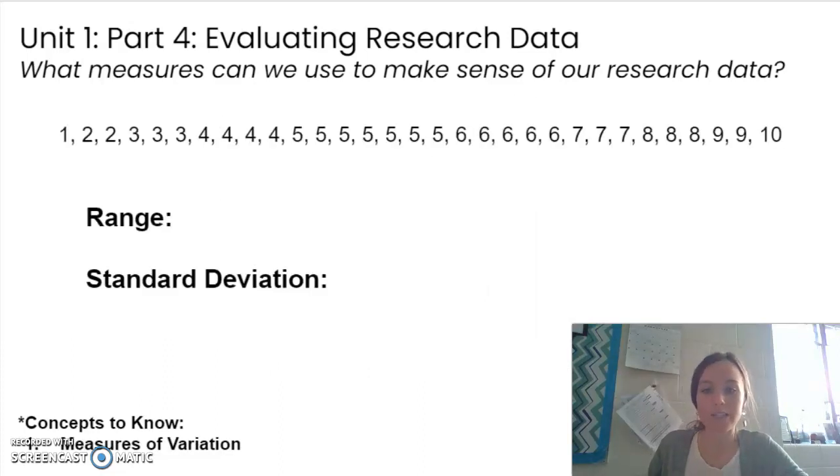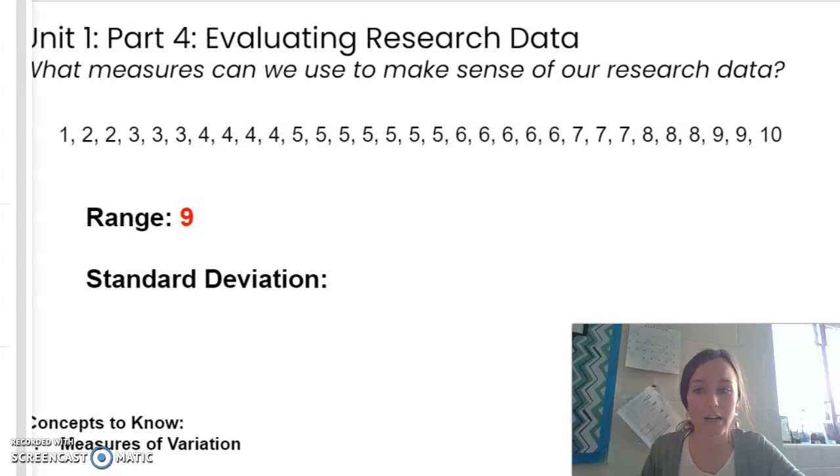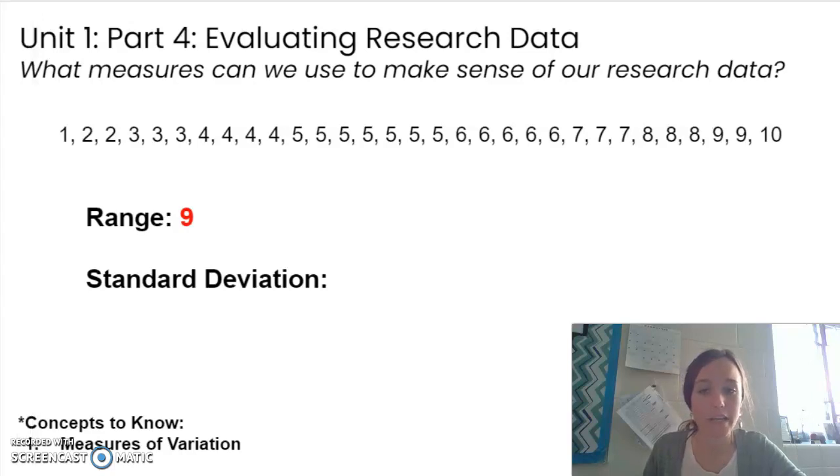Okay, so next we have measures of variation, which help us understand the spread of our data. If you remember, range is the highest number and the lowest number, and finding the difference. If we do that with this data set, we would find that our highest number is 10, and our lowest number is 1, and so our range is 9 data points.